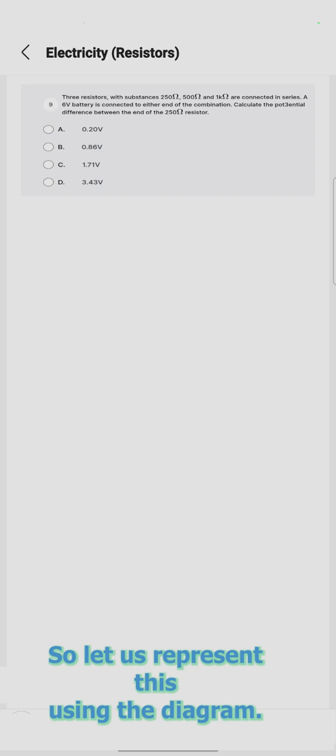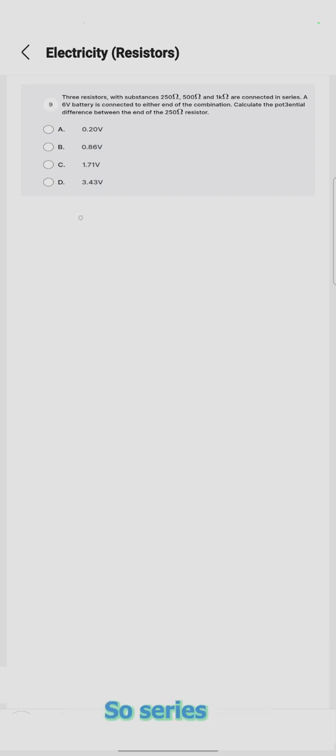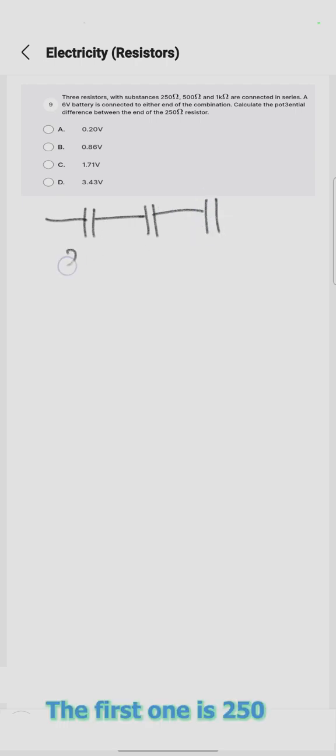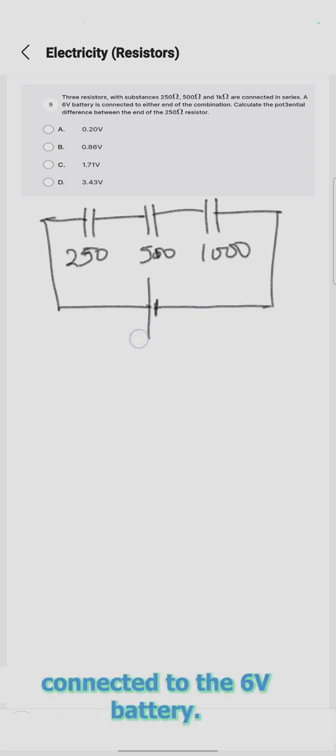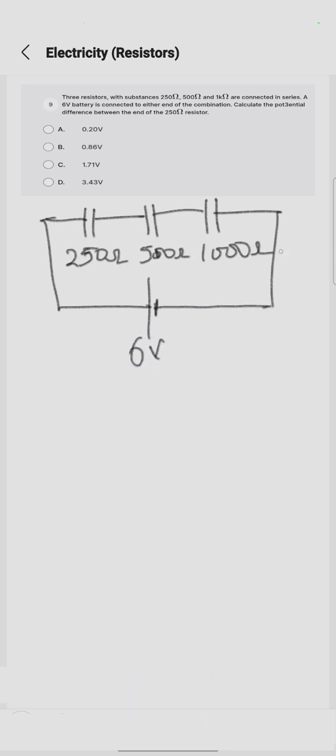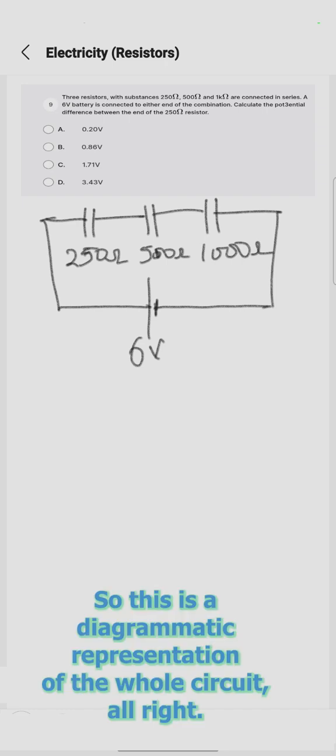So let us represent this using the diagram. So series, the first one is 250, 500, and 1000, connected to a 6-volt battery. So this is the diagrammatic representation of the whole circuit, all right?